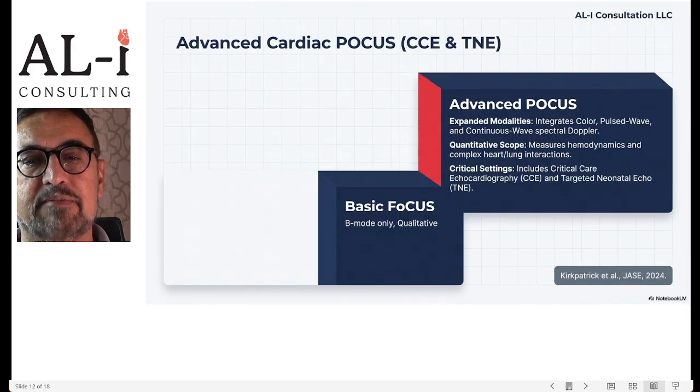In advanced cardiac POCUS, it goes beyond basic view acquisition and gross pattern recognition. It may include more detailed hemodynamic assessment, more complex valve screening, more nuanced integration with the patient's physiology. But advanced applications only work well when the operator already has strong control of the core windows.